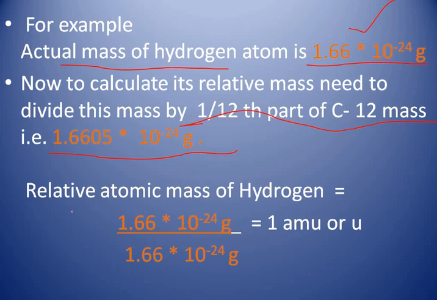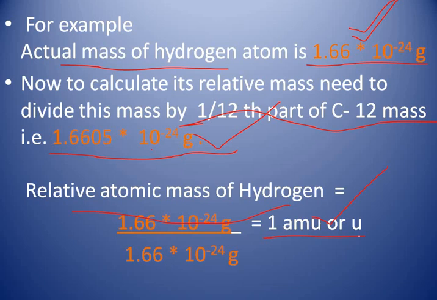Now the relative atomic mass of hydrogen is obtained by dividing the actual mass by the value of 1/12th part of a C12 carbon atom. By dividing these values, we get the answer, that is 1 AMU or U. That is, the atomic mass of the hydrogen atom is 1 AMU or 1 U.